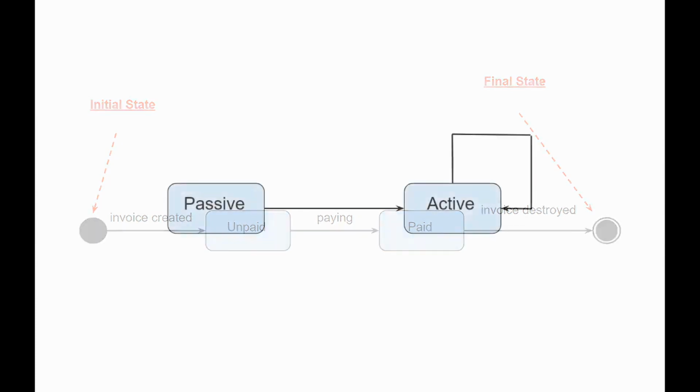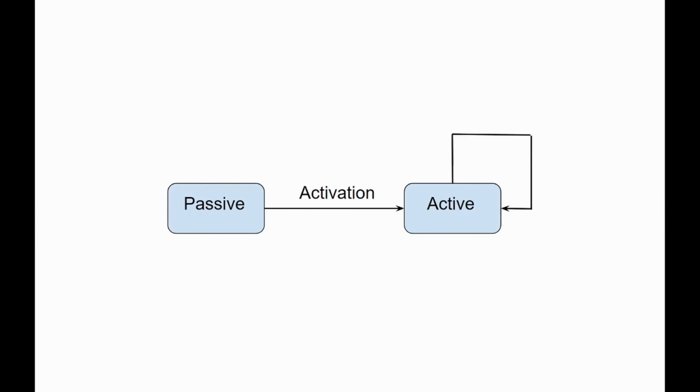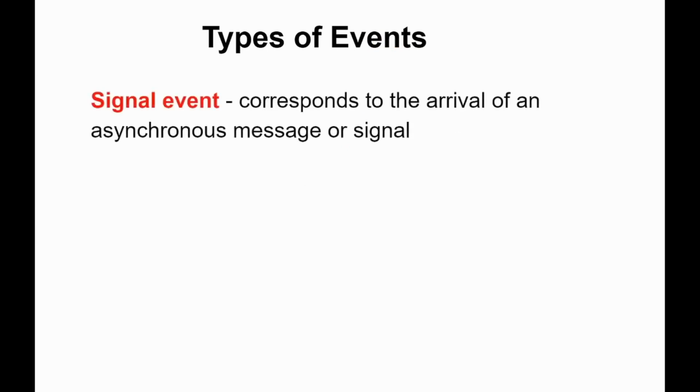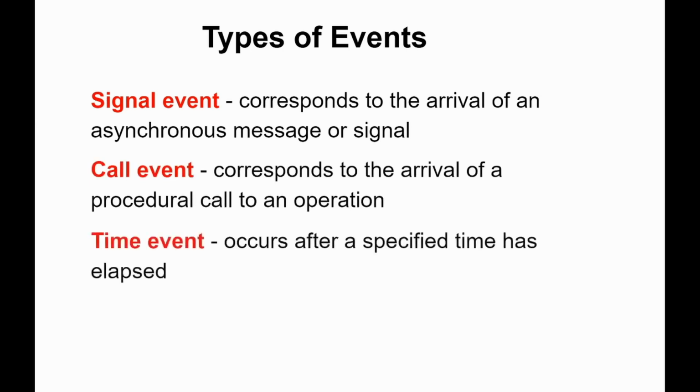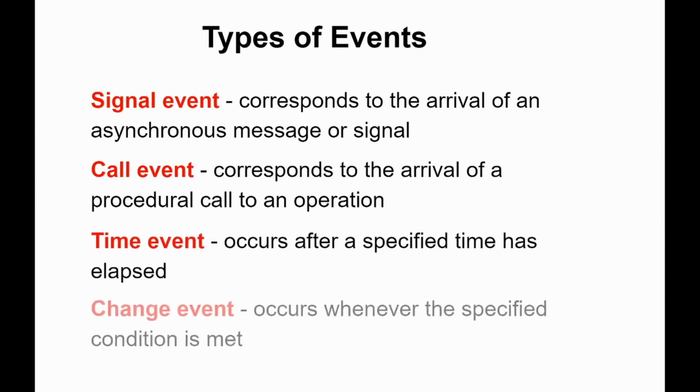Events are occurrences that cause objects to transition from one state to another. An event can be one of four types. Signal event corresponds to the arrival of an asynchronous message or signal. Call event corresponds to the arrival of a procedural call to an operation. Time event occurs after a specified time has elapsed. And change event occurs whenever the specified condition is met.